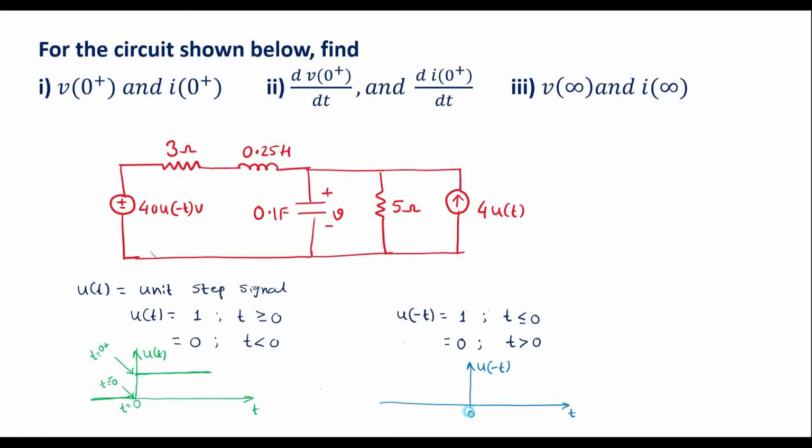At this point t is equal to 0, its value is 1 for t less than or equal to 0, so I can show it like this, and its value is 0 for t greater than 0, so its value is 0 here. So now I can say this is t equal to 0 plus, and this is the point where t is equal to 0 minus. So at t equal to 0 minus its value is 1, and for t equal to 0 plus, I will show it here, its value is 0.